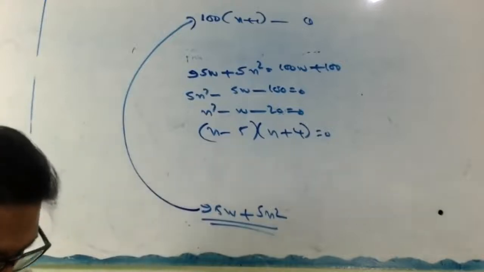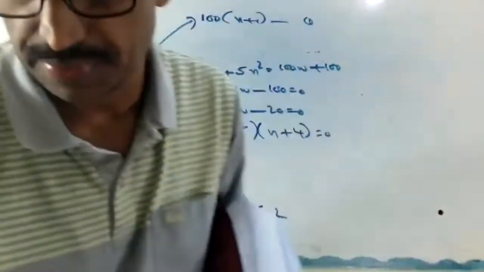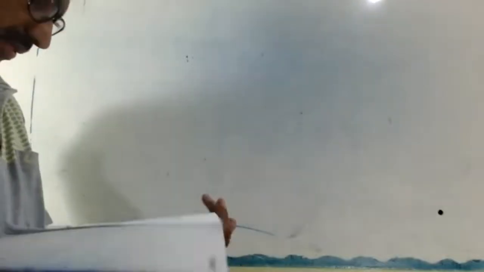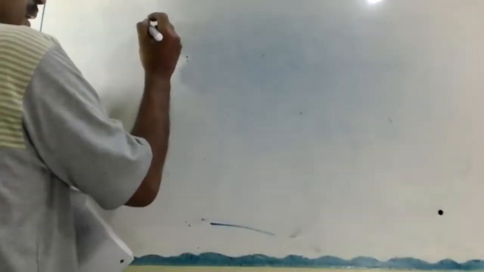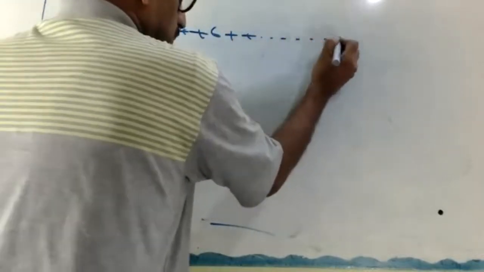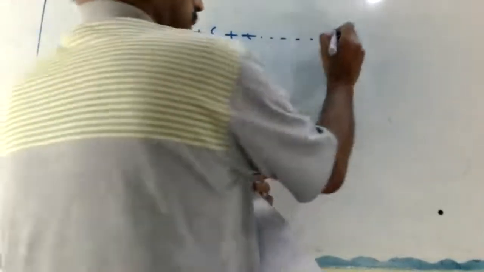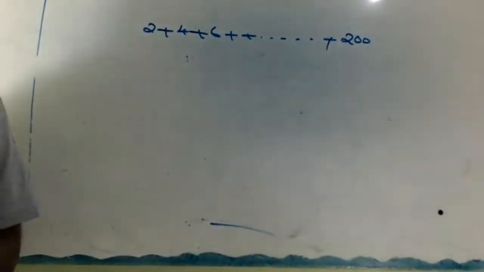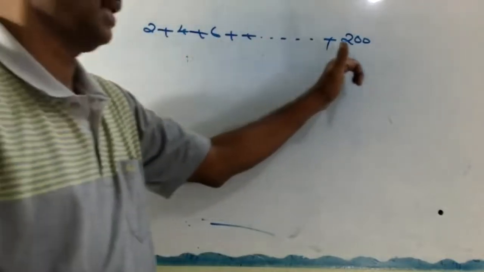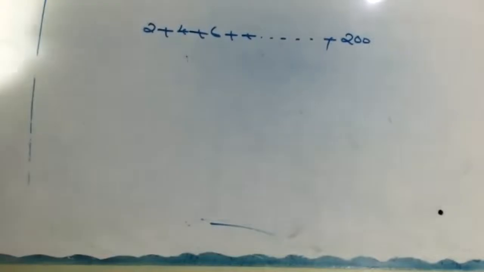Okay, so next question, right? Find the sum. Look, this is a star question. Find the sum: 2 plus 4 plus 6 plus etc. plus 200. We have to find out the sum.